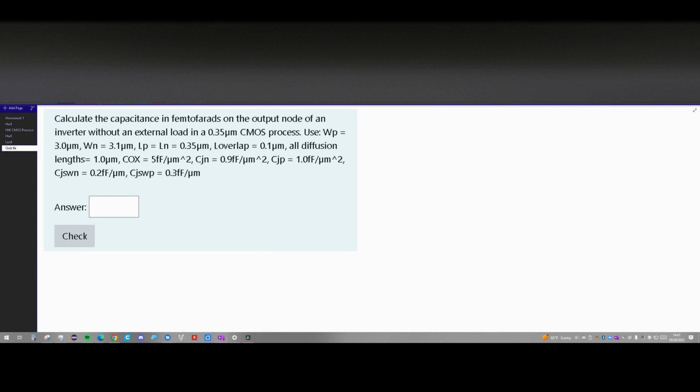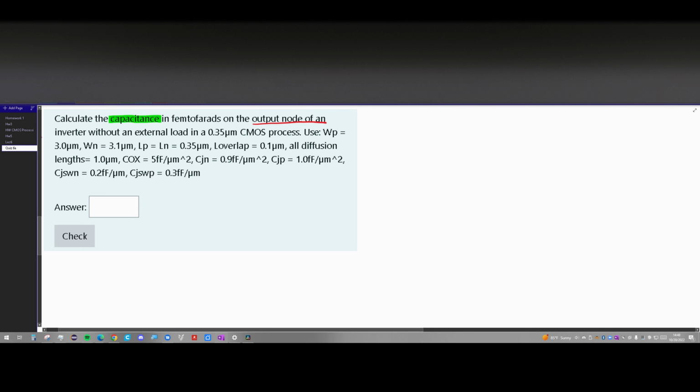We're going to calculate the capacitance in femtofarads on the output node of an inverter with an external load in a 0.35 micron CMOS process. So again, what we want to find is the capacitance in femtofarads at the output node of our inverter. This is just something to remember. This is what we're doing it for, but it's not necessarily going to be extremely important to the problem.